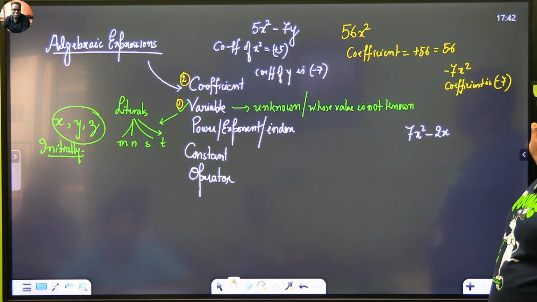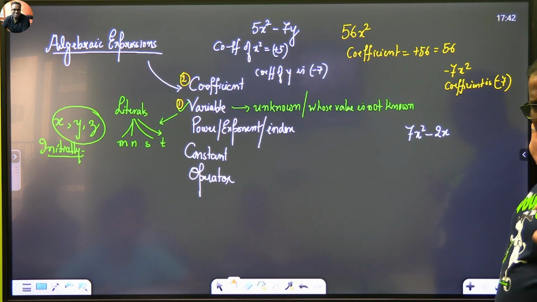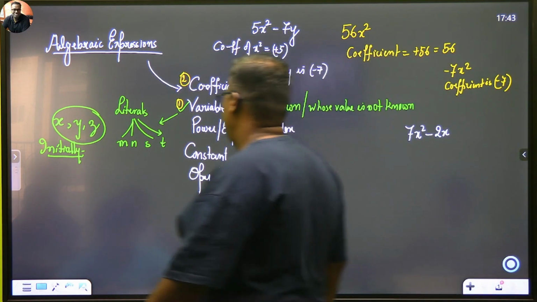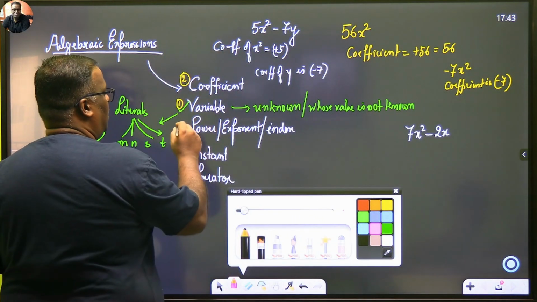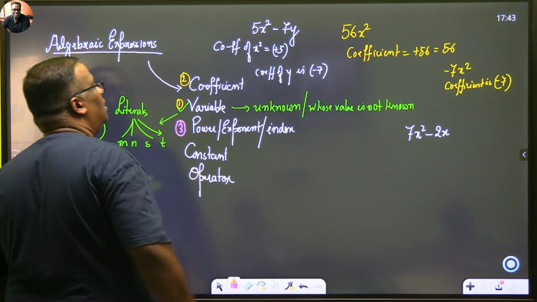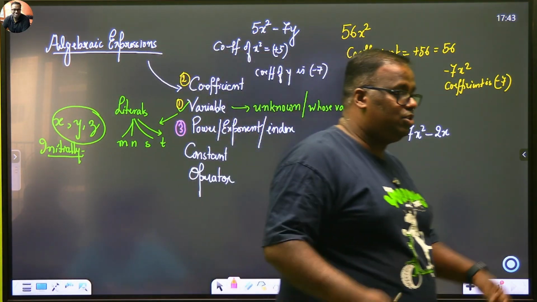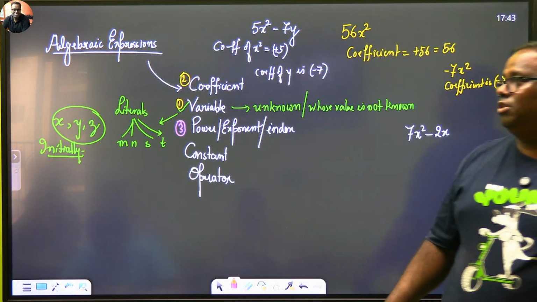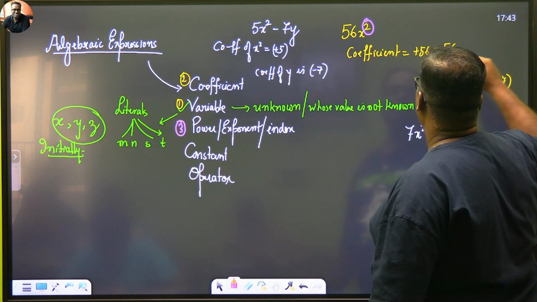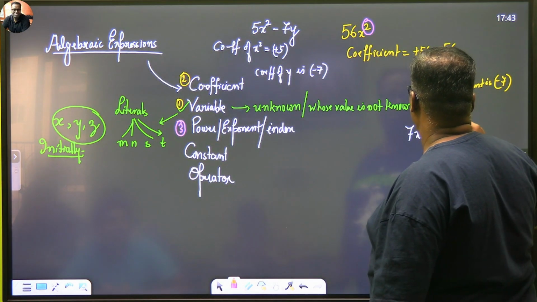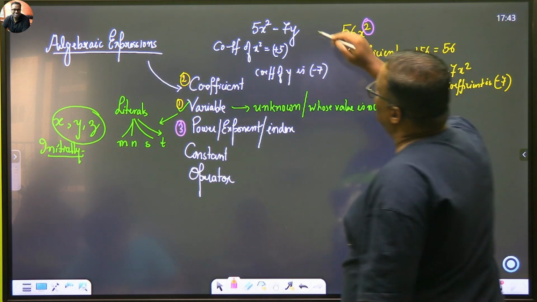So the coefficient of x is how much? Minus 2. Is this understood now? Is coefficient clear to you? Okay. The next, after coefficient, we start understanding what is the power. The third one. The power is the exponent of the variable. Exponent of the variable. So this is your power. Here the power is 1.